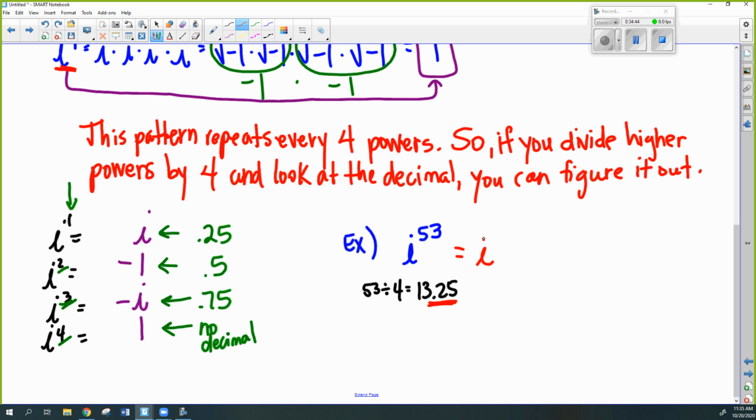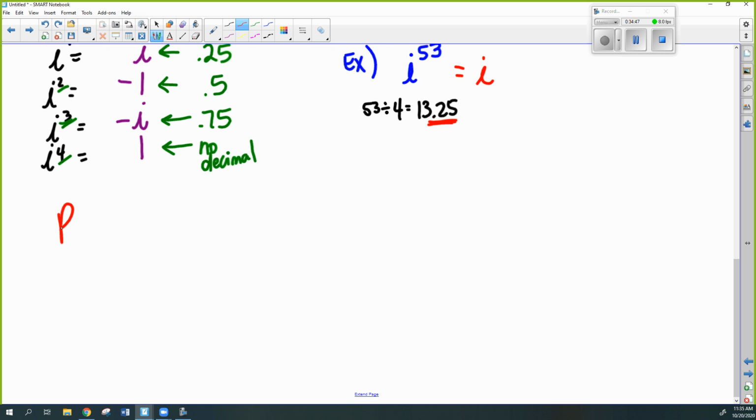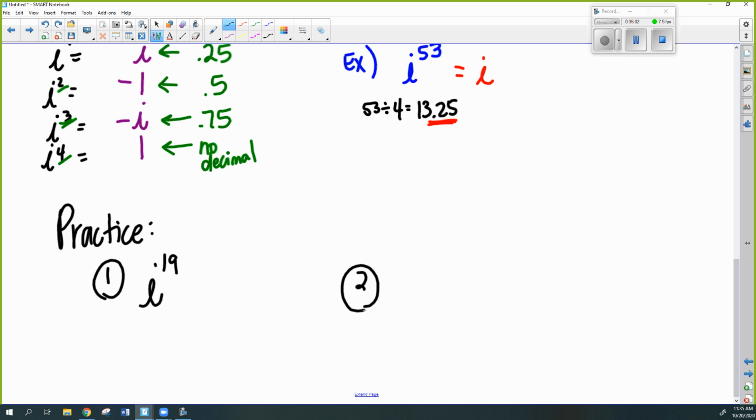Okay, so let me give you a couple of problems to practice. I to the 19th, I to the 32, and I to the 90th. Okay, and I want you to take a second and see if you can figure those out.